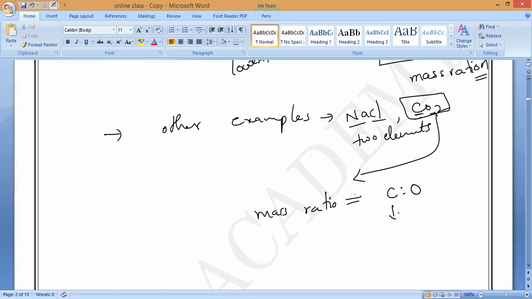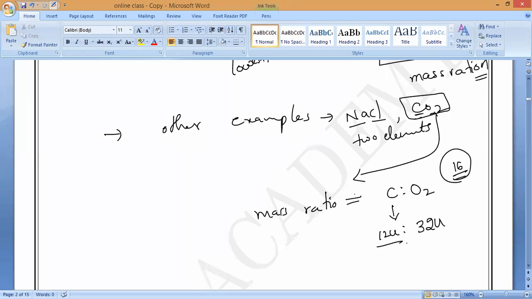As we know, carbon atomic mass is 12u, and oxygen is O2, correct? 1 is 16, so 2 means how much? 32. Do you understand? 32u. 1 is 16, so 2 means 32.